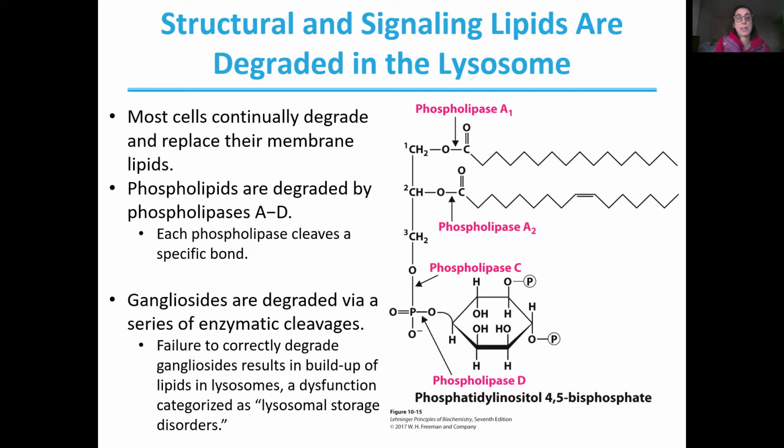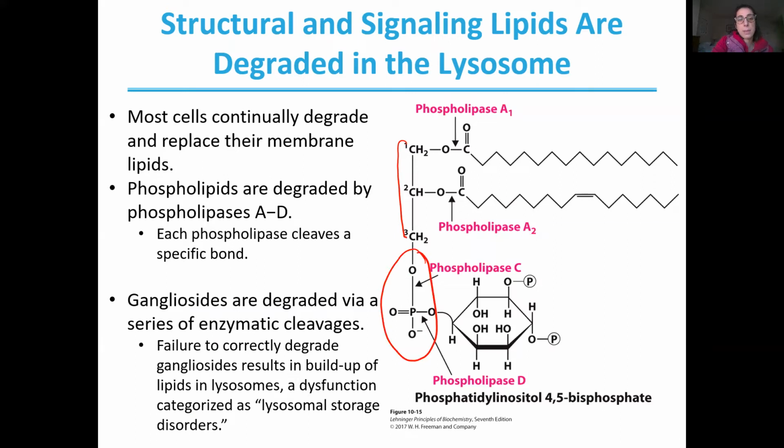Now, these phospholipases, there are different types, and they only act on certain areas of a lipid. They are distinguished by their lettering and also numbering. So there can be phospholipase A, and it goes through to D. And each will only cleave a very specific bond on a lipid. So you can see here, for example, this is a glycerophospholipid. We have a glycerol backbone and a phosphate group.